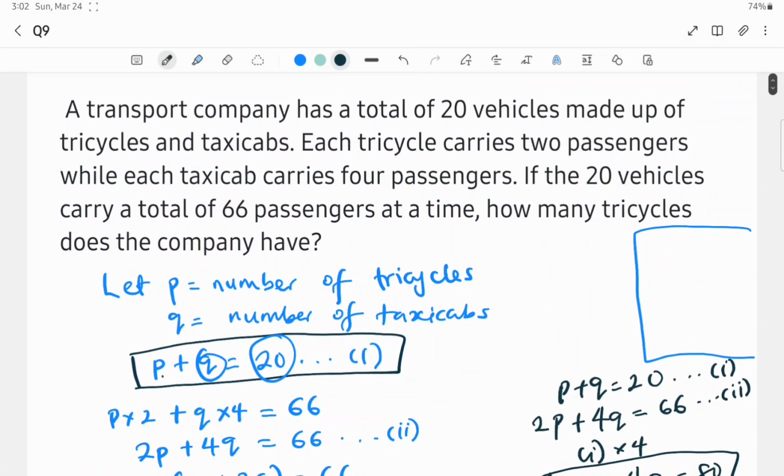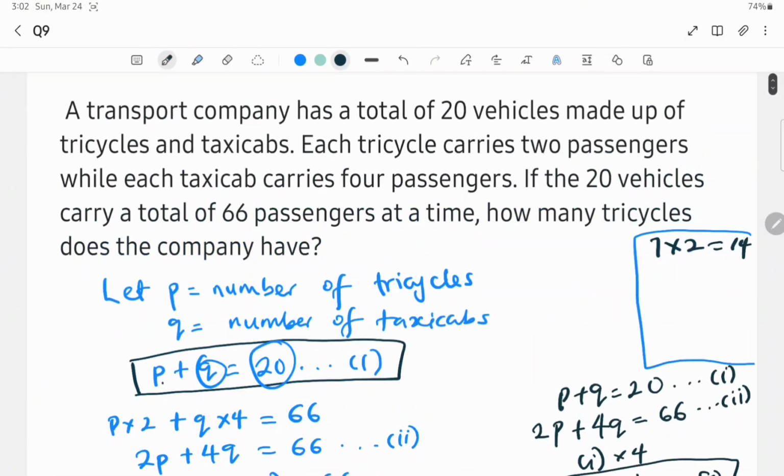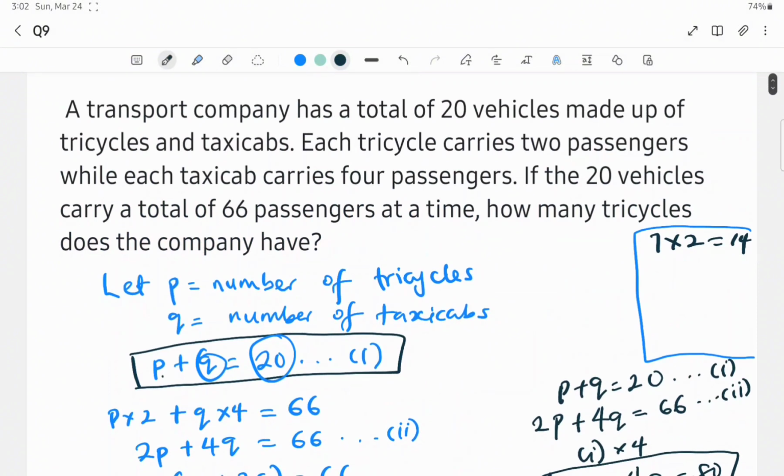Let's confirm. If we truly have 7 tricycles and a tricycle can only take 2 passengers, then 7 multiplied by 2 gives me 14. We calculated Q, the number of taxi cabs, to be 13. If a taxi cab carries 4 passengers, then 13 taxi cabs will carry 13 times 4, which is 52. When you add 52 to 14, you get 66, which is what the question gave us.